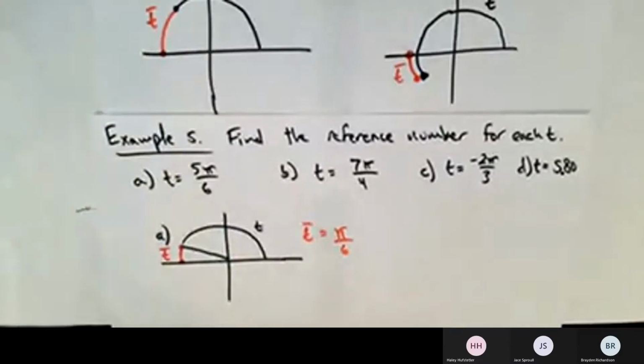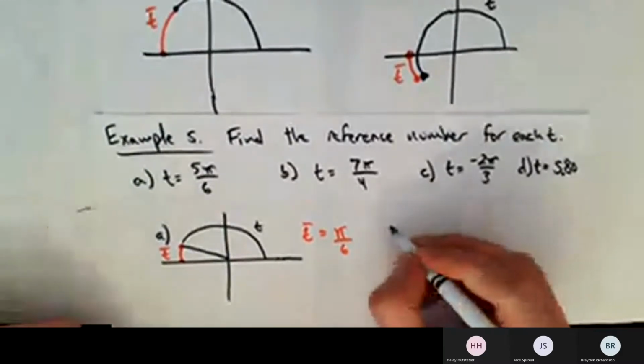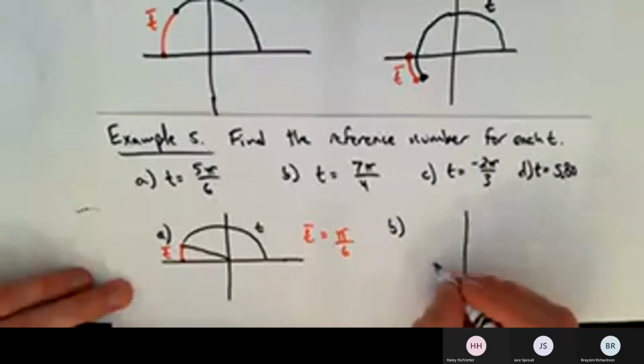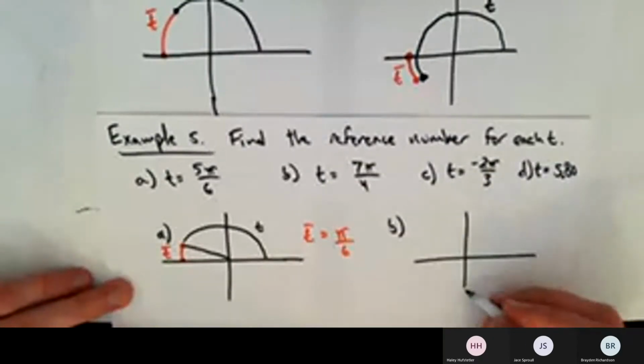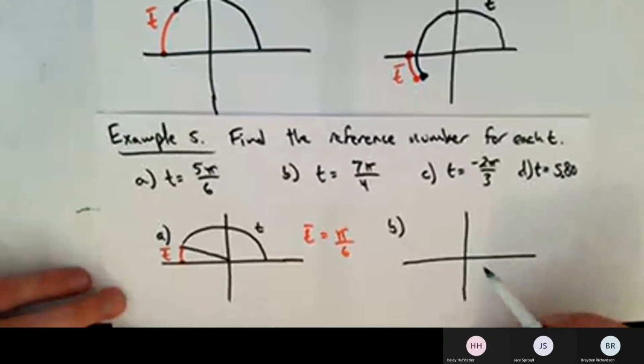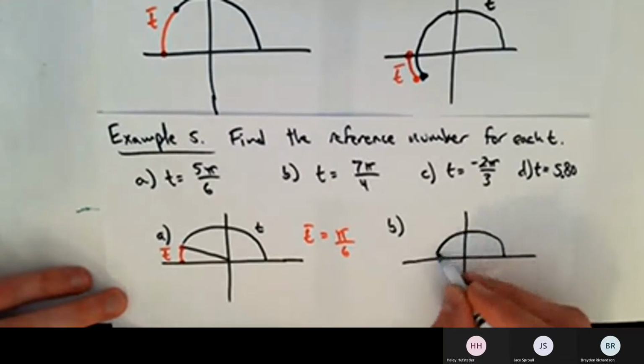All right, now part B. Okay, so I hope this is all making sense. Maybe you guys are bored because it's really just kind of the same thing as reference angle all over again. 7 pi on 4 is down over here in the fourth quadrant.